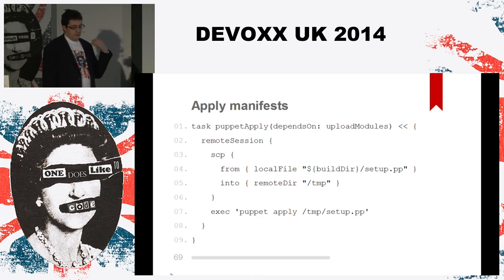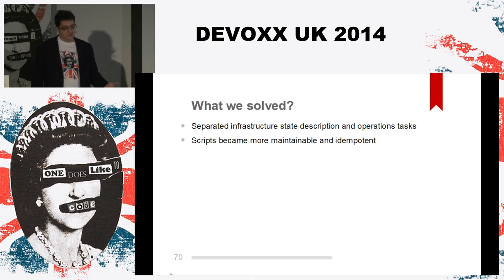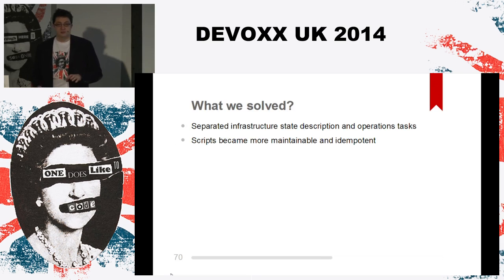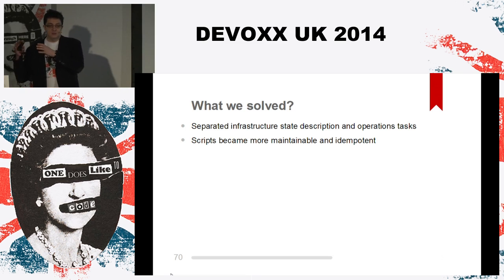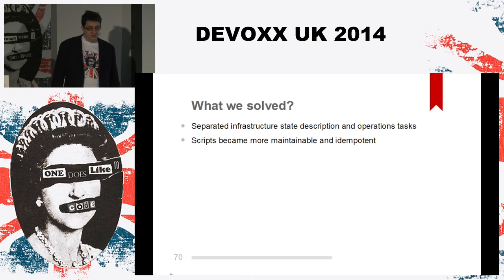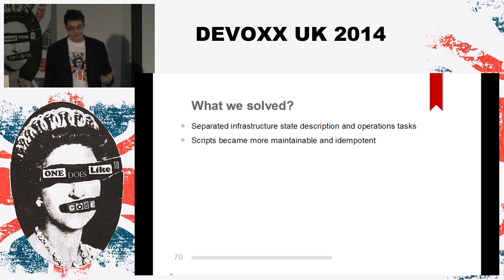So a lot of installation tasks, a lot of provisioning tasks were minimized to only these two, because now we can define everything in the manifest in a declarative way. So this definitely helped us to separate infrastructure state description and infrastructure provisioning from operations and orchestration tasks like, I don't know, cache flushing or server restarting and stuff like that. And scripts definitely became more maintainable and more idempotent.